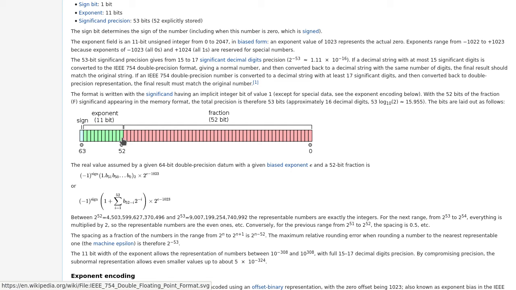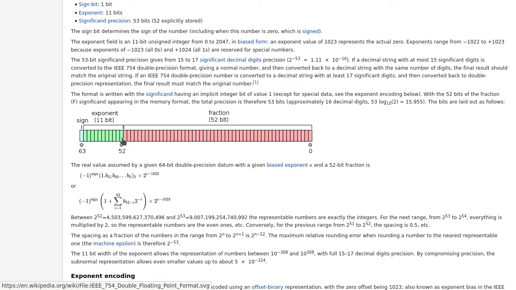Is that okay? So that means if the green stuff here is exactly 1023, we are talking about 2 to the power of 0. If the entire green area is all zeros, then we are talking about negative 1023. Is that okay? Why is it 1023? Because IEEE says so. That's all I'm going to say. Because IEEE said so.